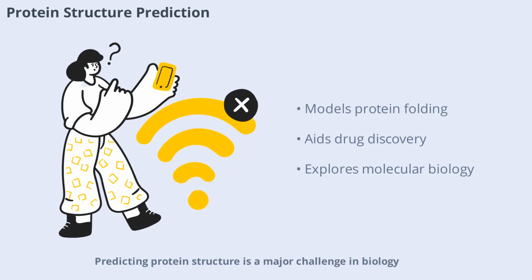Predicting protein structure is a major challenge in biology. Tools like AlphaFold and Rosetta use advanced algorithms to model how proteins fold based on their amino acid sequences. Accurate structure prediction helps scientists understand protein function, design new drugs, and study diseases at the molecular level.